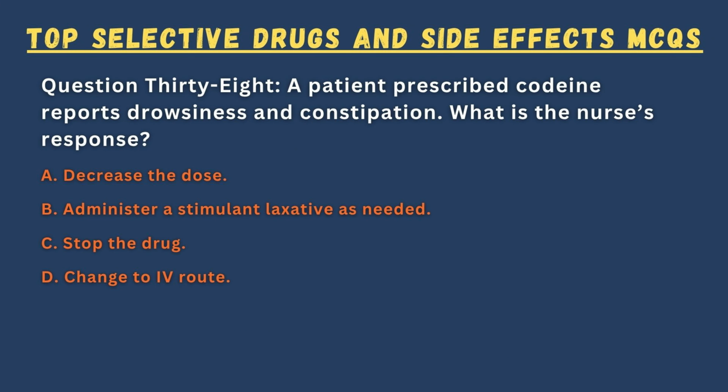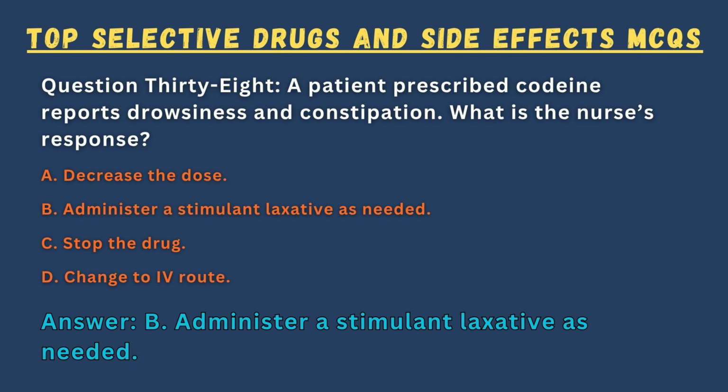Question 38. A patient prescribed codeine reports drowsiness and constipation. What is the nurse's response? A. Decrease the dose. B. Administer a stimulant laxative as needed. C. Stop the drug. D. Change to IV route. Answer: B. Administer a stimulant laxative as needed.